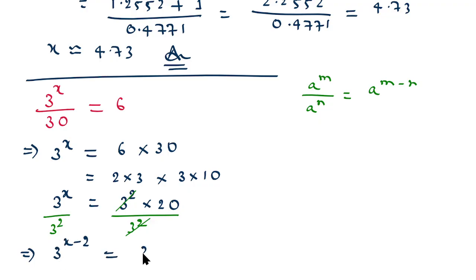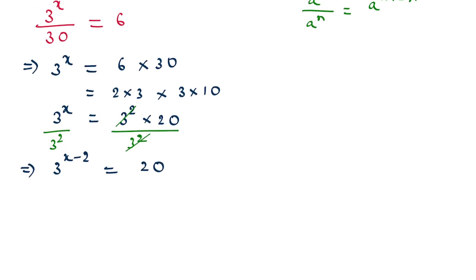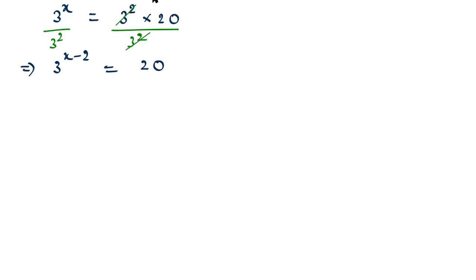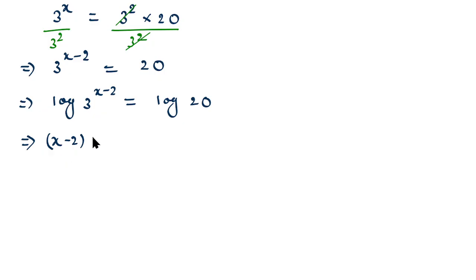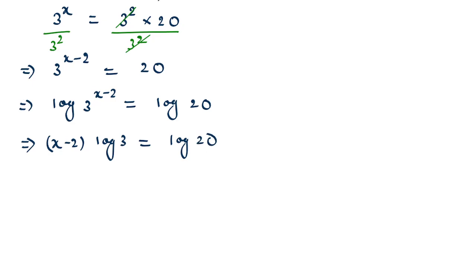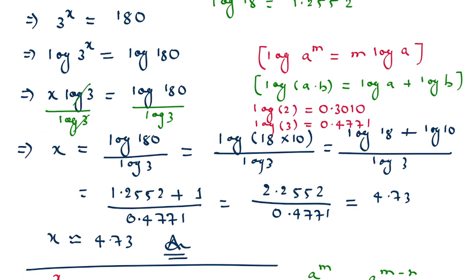is equal to 20. Now from here I will take log. So if I take log here, log 3 to the power x minus 2 is equal to log 20. Okay. Now using the logarithm formula we can write this as x minus 2 into log 3 is equal to log 20. I have used this formula here. This formula I have used. Okay.